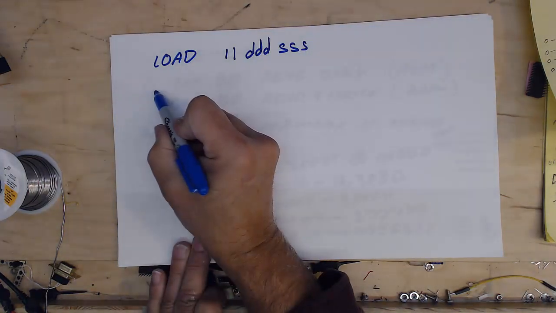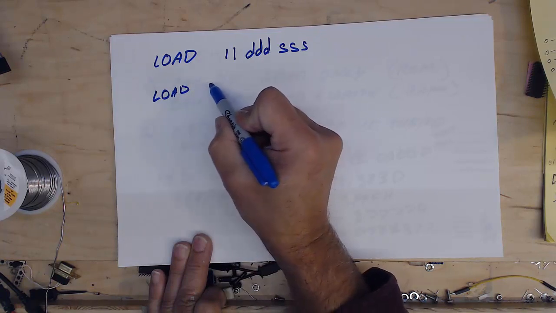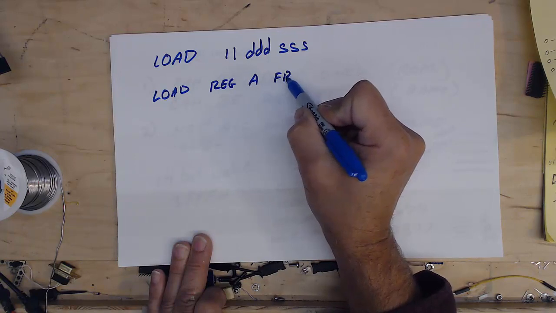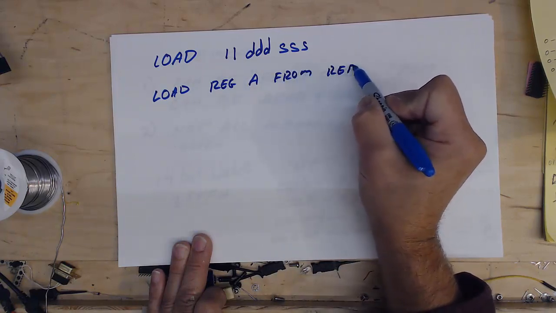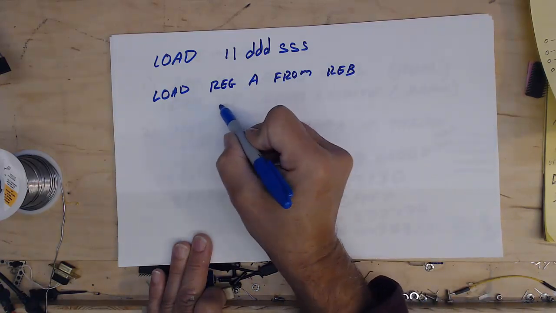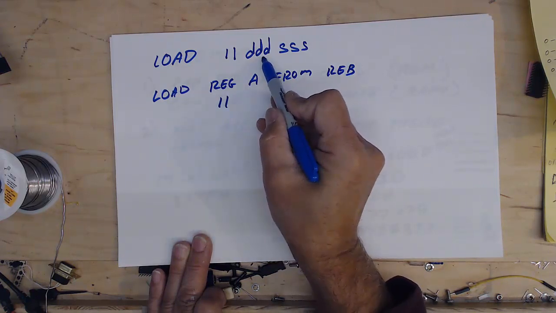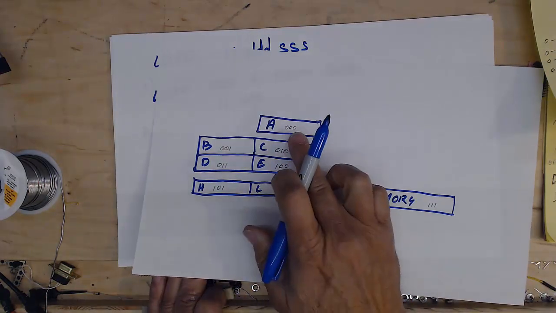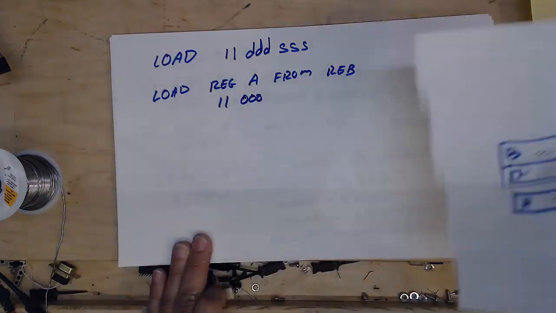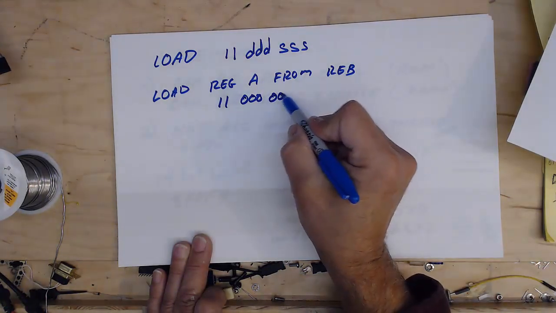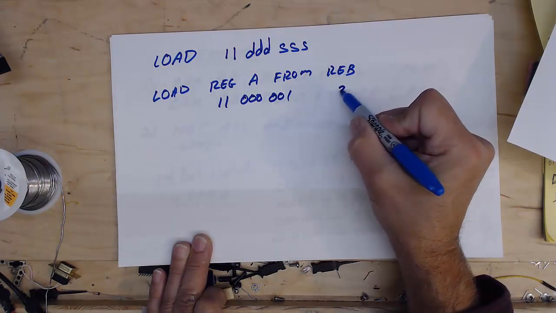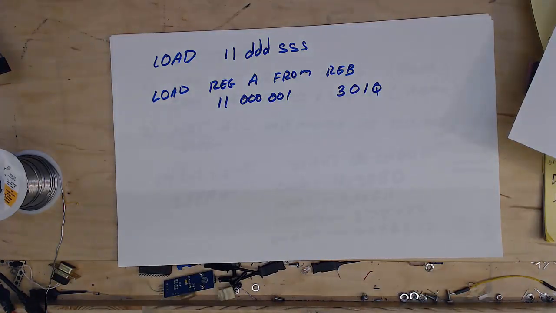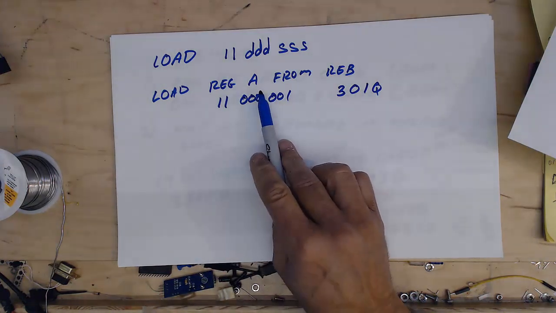So for example, if we want to load register A from register B, it's going to look like this. It's going to be a 1, 1. Register A is the destination, which is 0, 0, 0. Remember from our little chart over here, register A is 0, 0, 0, register B is 0, 0, 1. So this instruction is going to be 3, 0, 1 in hex. Okay, so that's load register A with whatever was in register B.